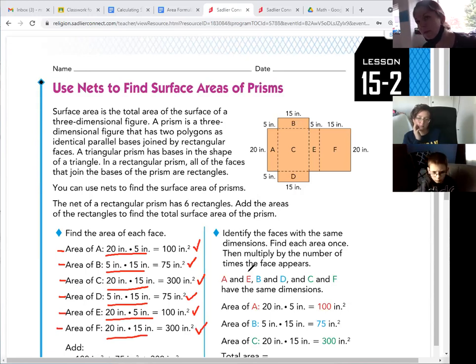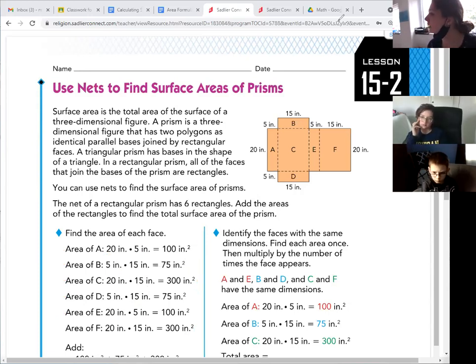Want to try unfolding one? No. What? No. Sure, Mrs. Moore? Sure. Yeah, I'd love to try unfolding one.